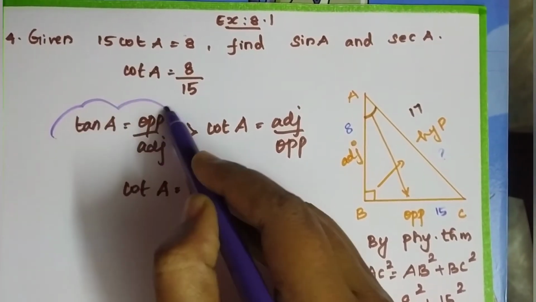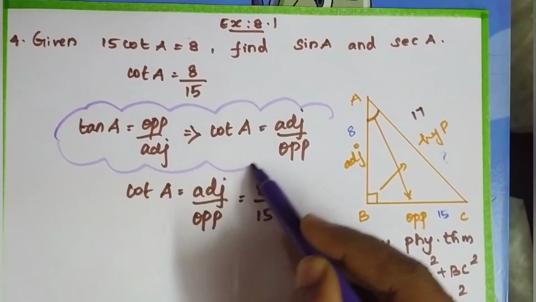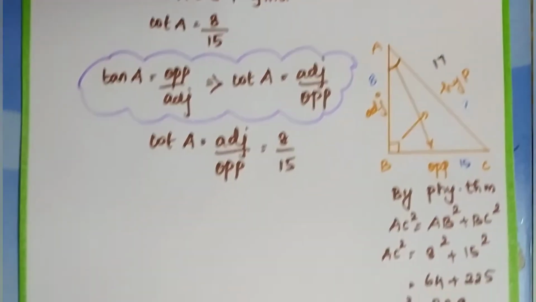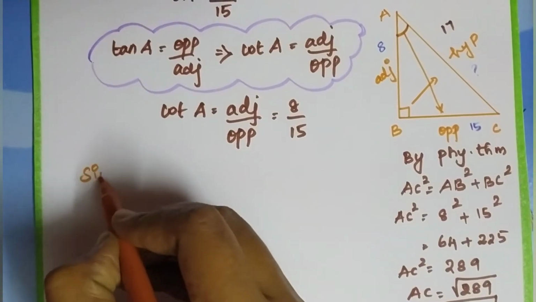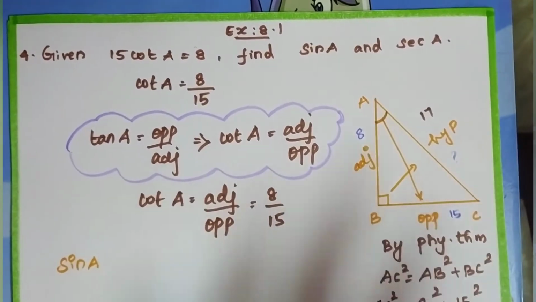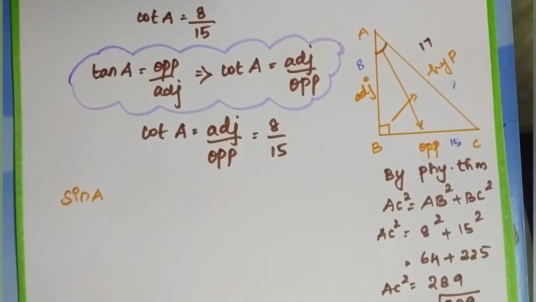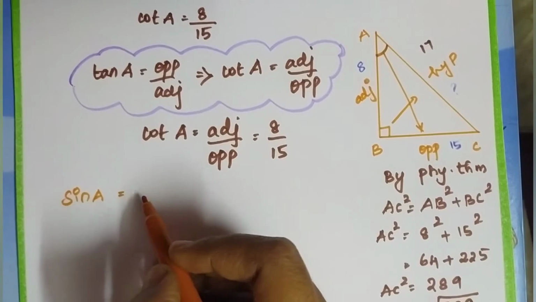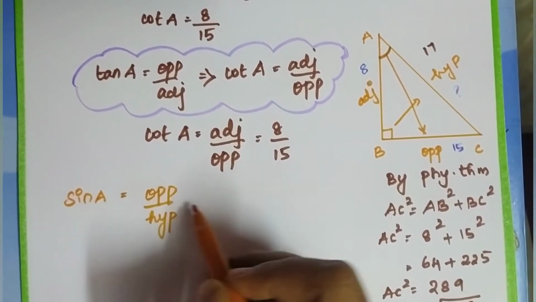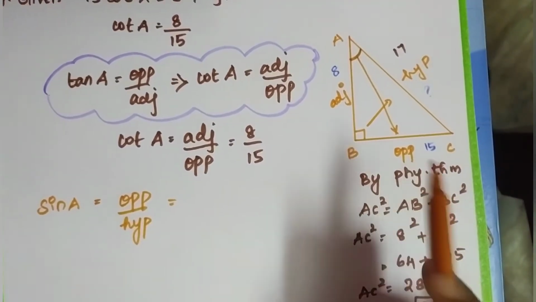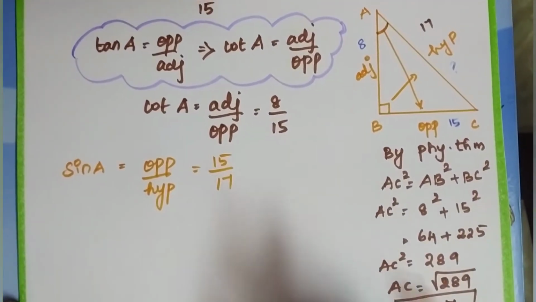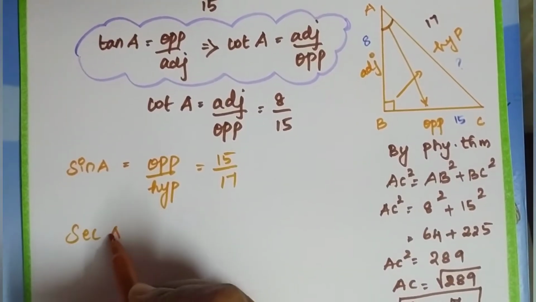Now what do we have to find? Sin A. They are asking for the same angle only, so I am not going to draw the diagram again. First sin A. Sin A formula is what? Opposite by hypotenuse. Opposite value is 15. So 15 by 17.